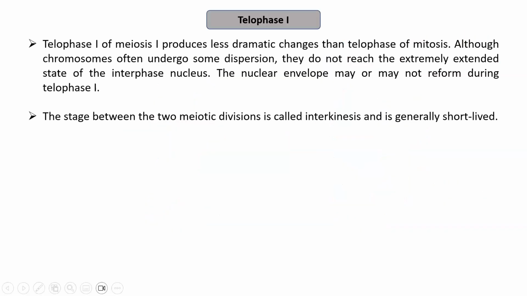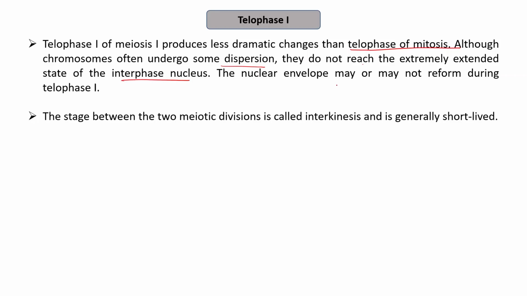Then anaphase 1 will be followed by telophase 1. Telophase 1 produces less dramatic changes than the telophase of mitosis, as the chromosomes have not undergone complete dispersion, so they do not reach the extremely extended state of the interphase nucleus.